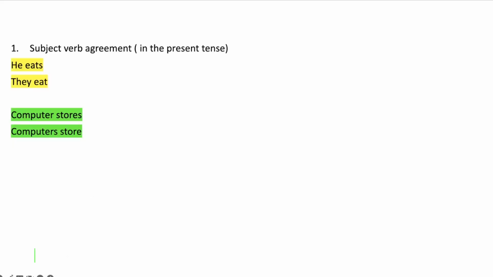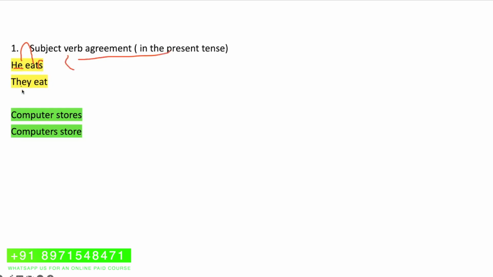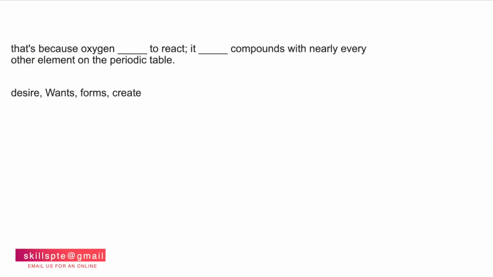For example, if I share my screen here, I have got he eats, pay more attention, after singular you add S in the present tense, after plural you don't add S, singular add S, plural don't add S. So let's also understand some of the examples. If you look into this, that's because oxygen, a noun subject, agrees on a verb with S because it's singular.